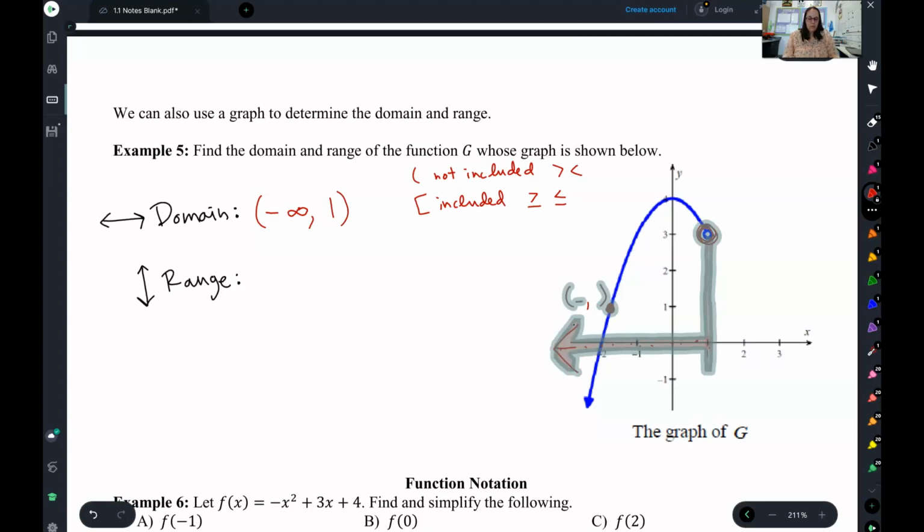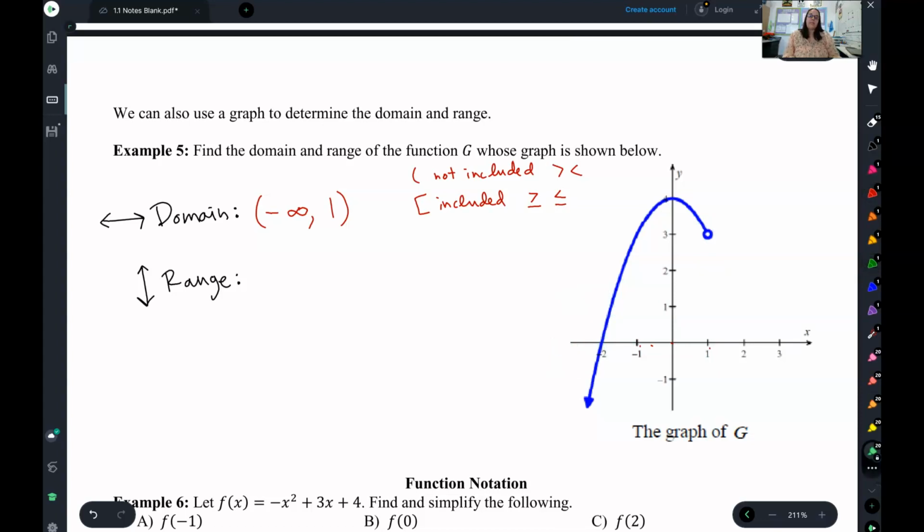Now, let's look at my range. Look at my y values over here. My range is up and down. So I look up here, the maximum y value I'm getting to here is a 4. That's the highest y value I'm reaching. And it looks like my y values are going to keep going down and down forever and ever.